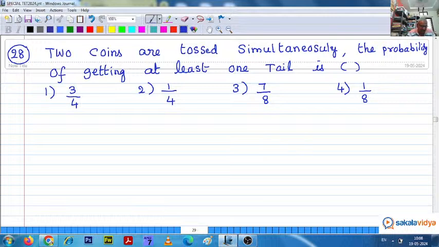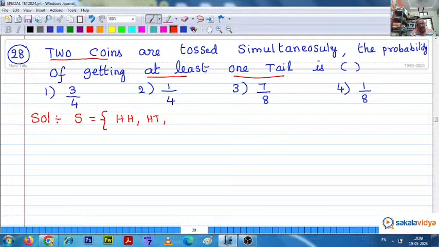Two coins are tossed simultaneously, right? The probability of getting at least one tail. So first method, when two coins are tossed, sample space is equal to head head, head tail, tail head, and tail tail.